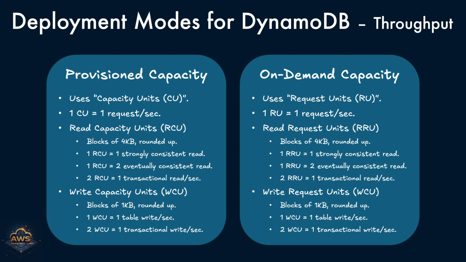However, this flexibility comes with a trade-off. On-demand mode may be more expensive than provisioned capacity for applications with consistent, predictable traffic. But for variable workloads, new apps, or sporadic spikes, it's the perfect fit. You get performance when you need it, and you only pay for what you use.